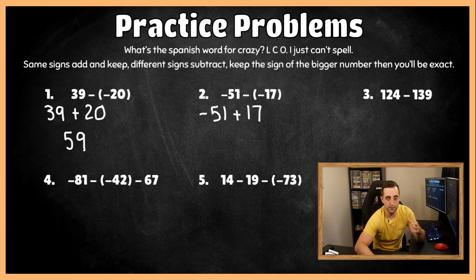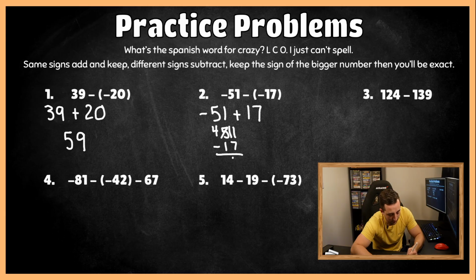Now that we have addition, let's use our song. Different signs subtract here. So 51 minus 17. 1 minus 7 you can't do. Let's borrow. That's a 4. 11 minus 7 is 4. 4 minus 1 is 3. But we want to make sure that we keep the sign of the bigger number. 51 was bigger and negative, so my answer needs to be negative 34. So hopefully you're 2 for 2.